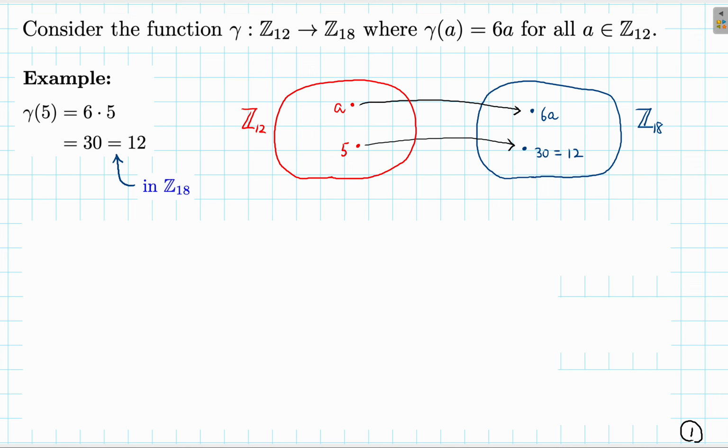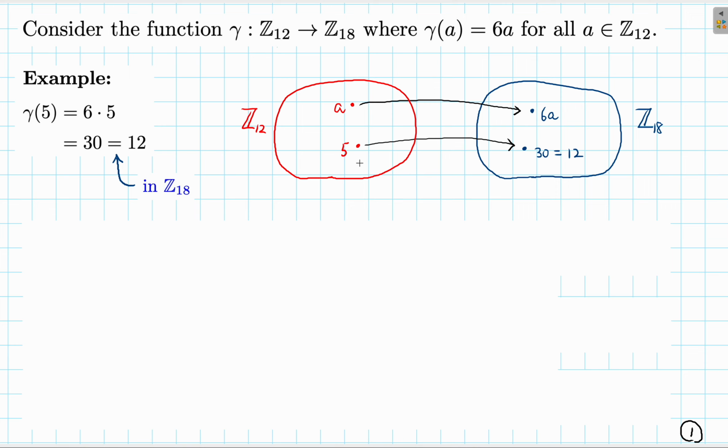Consider the function gamma, that's the Greek letter gamma, from Z12 to Z18, which is defined by gamma of a equals 6a for all inputs a in Z12. Here's a visual depiction of that function. If an input is a in Z12, it gets mapped to 6a in Z18.